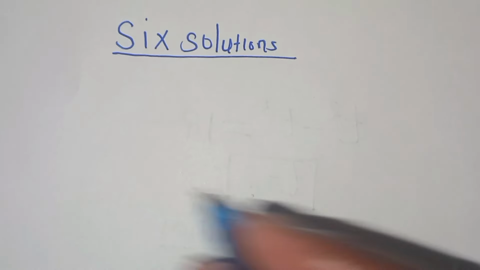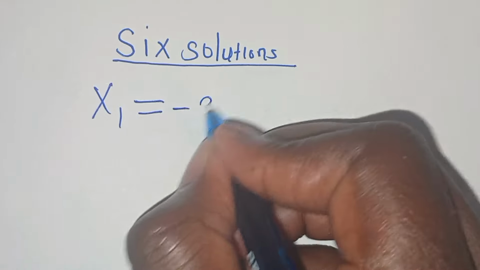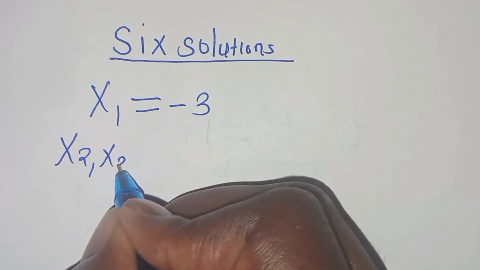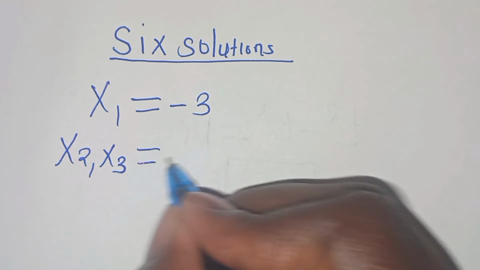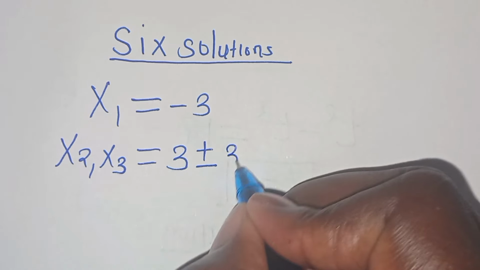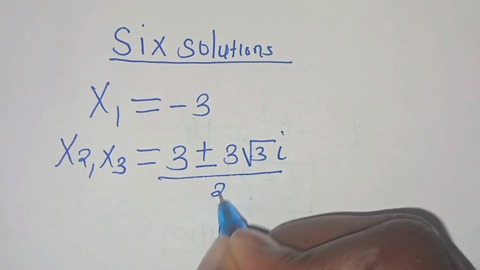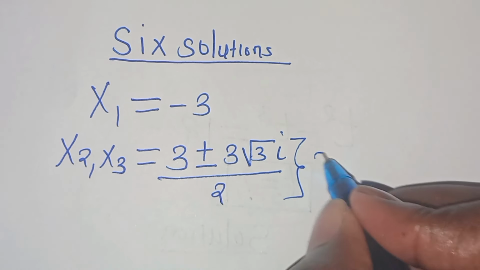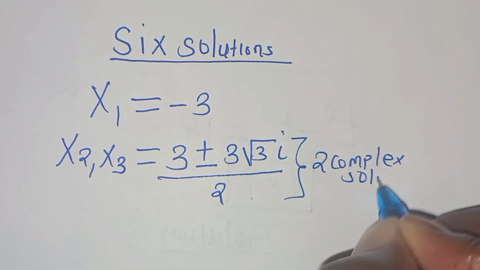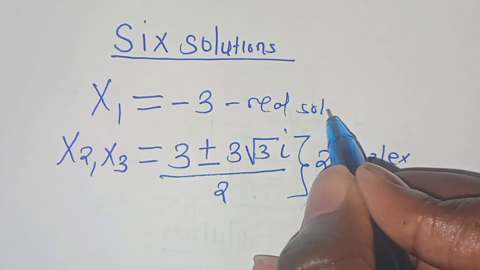6 solutions such that x1 is equal to minus 3. Then we have x2, x3. This is equal to 3 plus or minus 3 root 3i, everything here divided by 2. And these are two complex solutions. This is under case 1. And this is a real solution here.